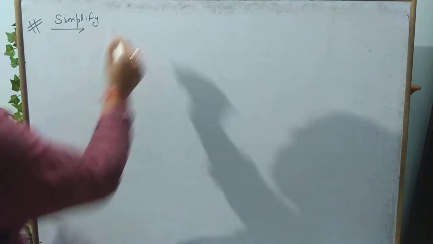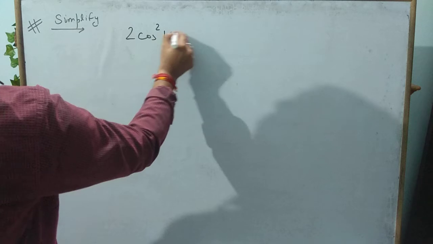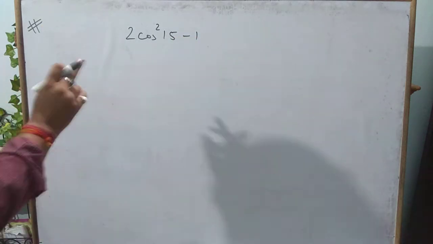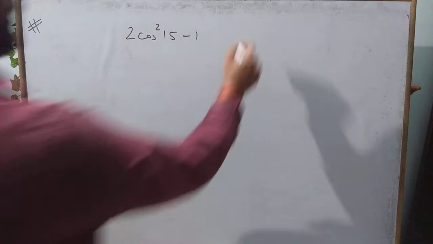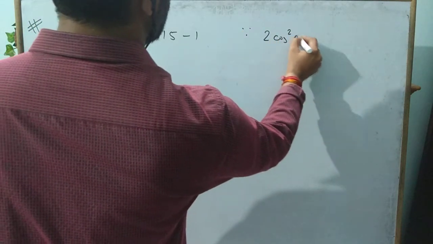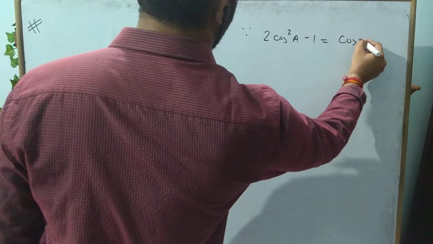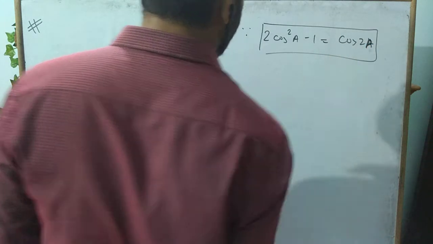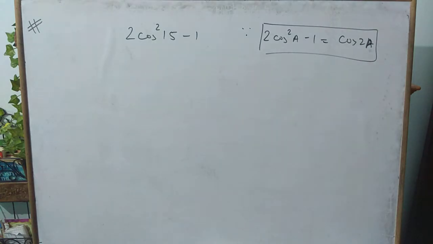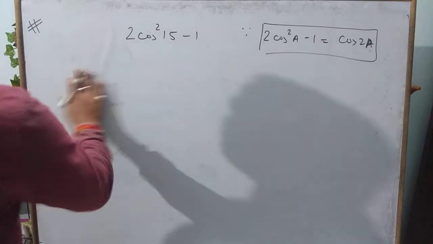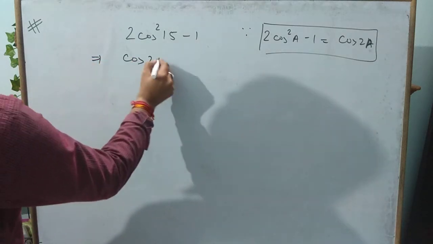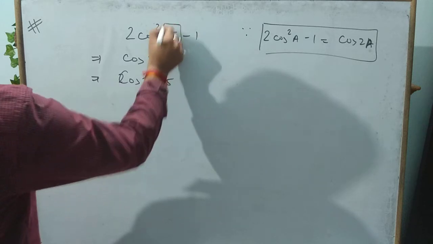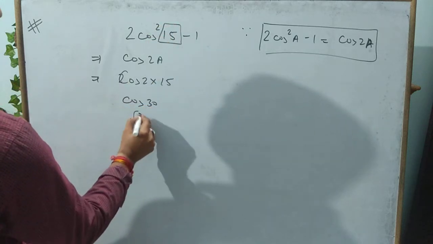Now suppose the question is given 2 cos square 15 minus 1 and the question says evaluate. Since you know 2 cos square A minus 1 is cos 2A, we have seen this formula. Just remember it and write it many times, frame the formula so that you can recall it in the twinkling of a second. So it is cos 2A. A means 15. So it is cos 30, and cos 30 is root 3 by 2.